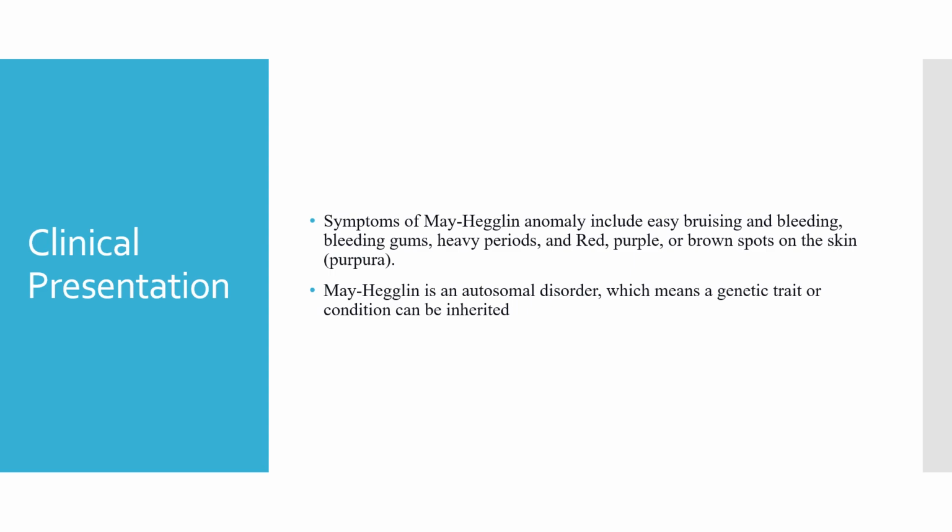Symptoms of May-Hegglin anomaly include easy bruising and bleeding gums, heavy periods, and red, purple, or brown spots on the skin, which is purpura. May-Hegglin anomaly is an autosomal disorder, which means a genetic trait or condition that can be inherited, primarily from a family member.